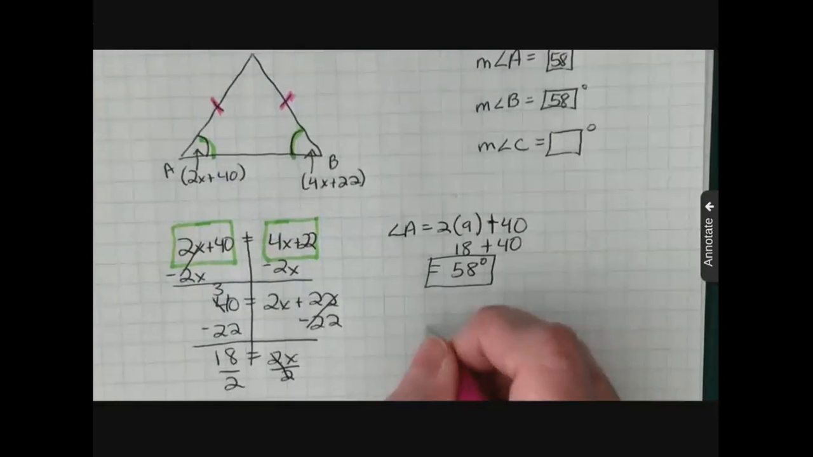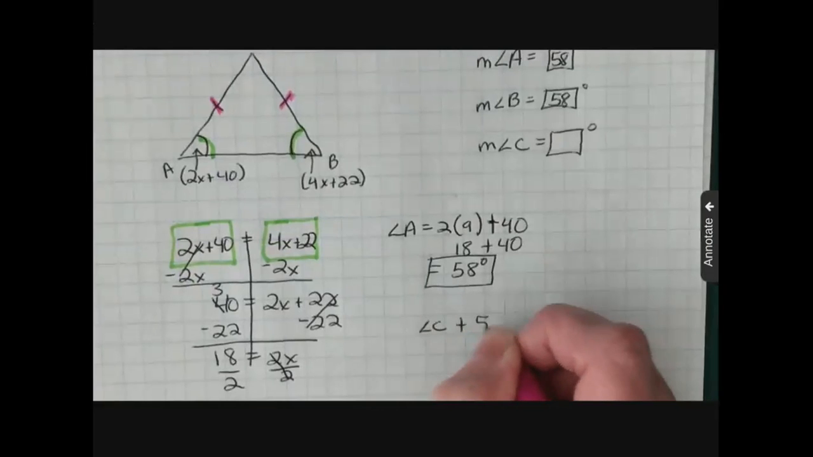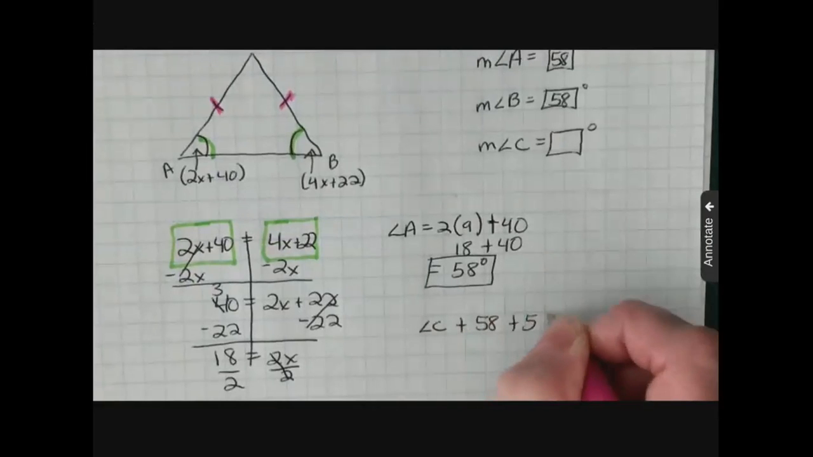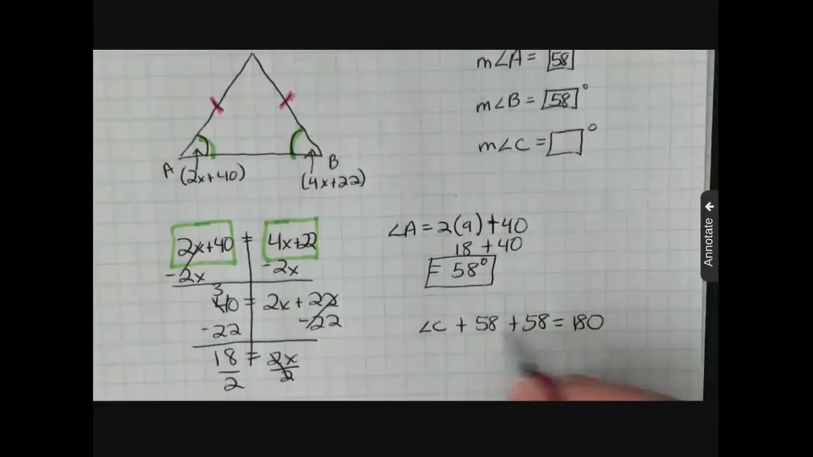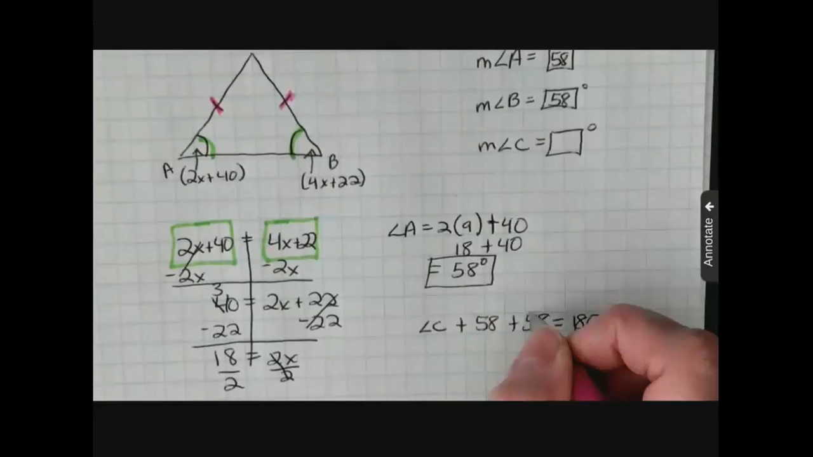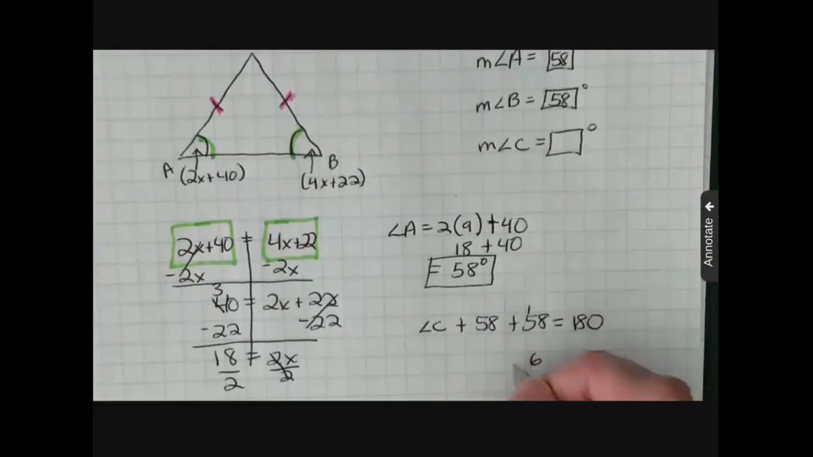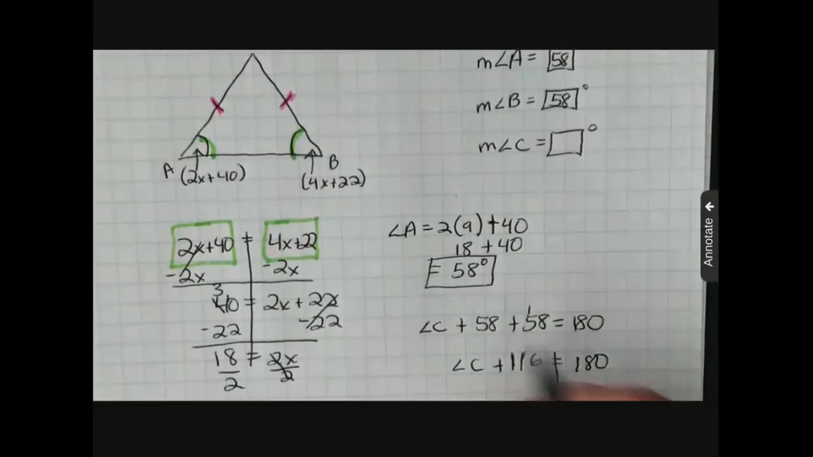So I take angle C plus 58 plus 58 equals 180. I add my like terms. 8 and 8 is 16. Carry the 1. 5 plus 5 plus 1 is 11. Angle C plus 116 equals 180. I subtract because I'm trying to figure out what that one angle is by itself.